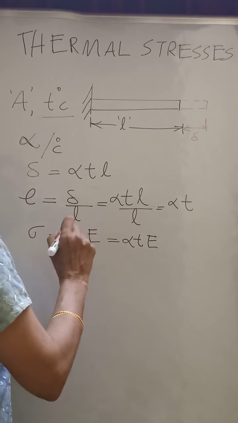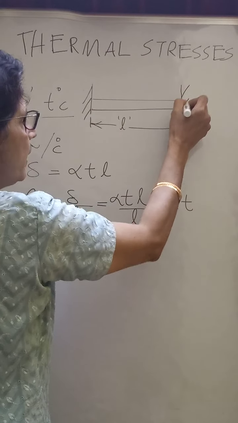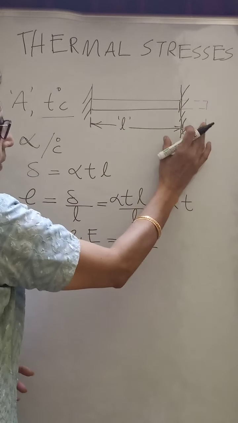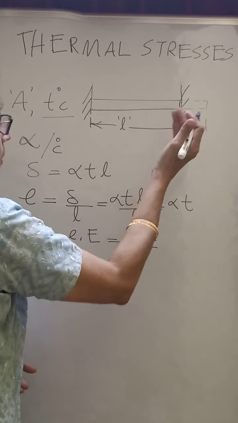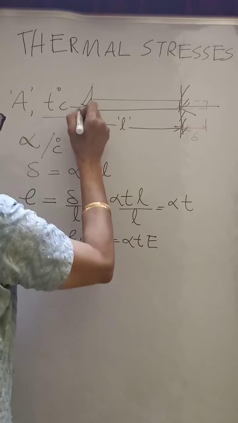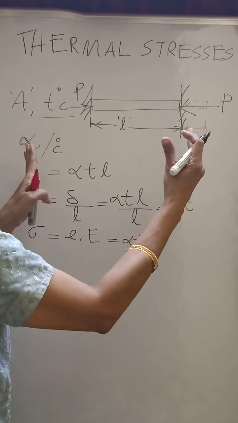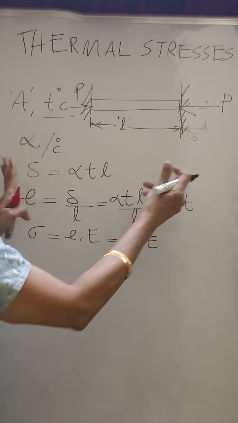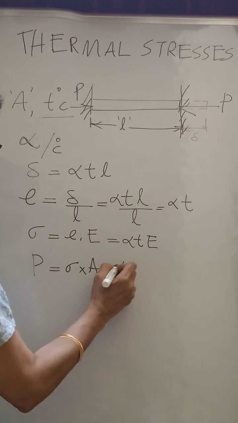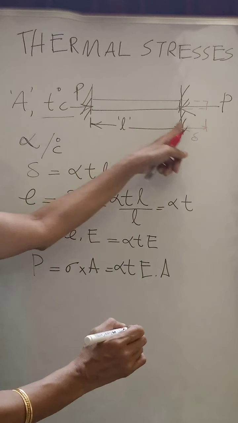Now this is the stress developed, but all this stress will be developed only if you restrict the bar from expanding. If this bar is not allowed to expand, that is, this expansion is to be prevented, you have to apply a compressive force, say capital P. If this expansion has to be prevented, a compressive force P has to be applied. So the force P is equal to sigma into A, or alpha T E into A. So this is the compressive force developed when there is a rise in temperature.